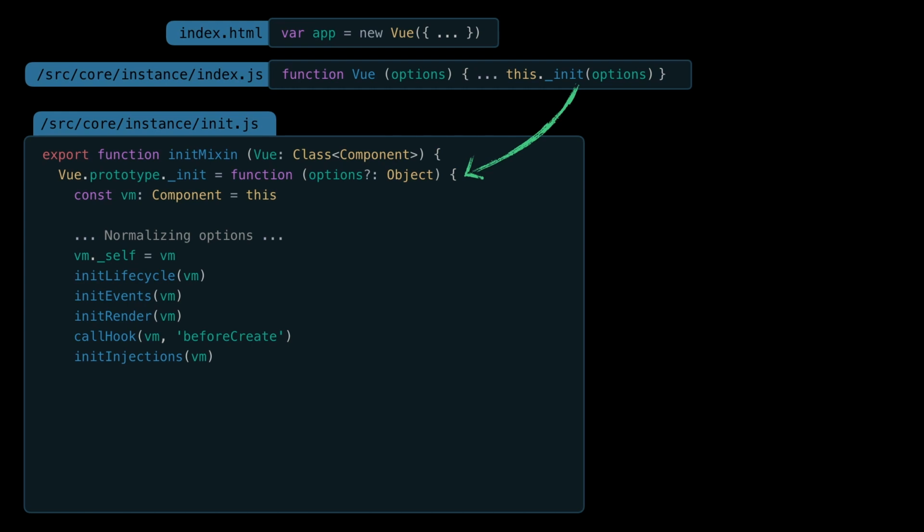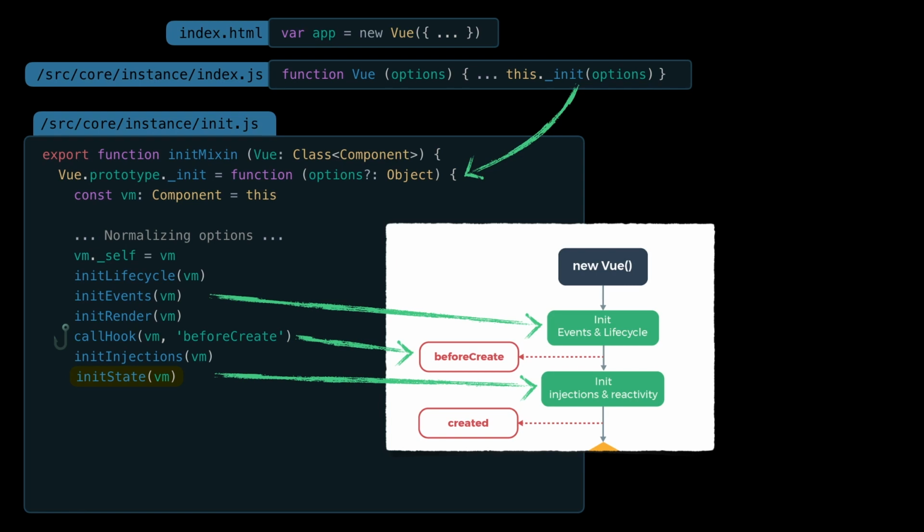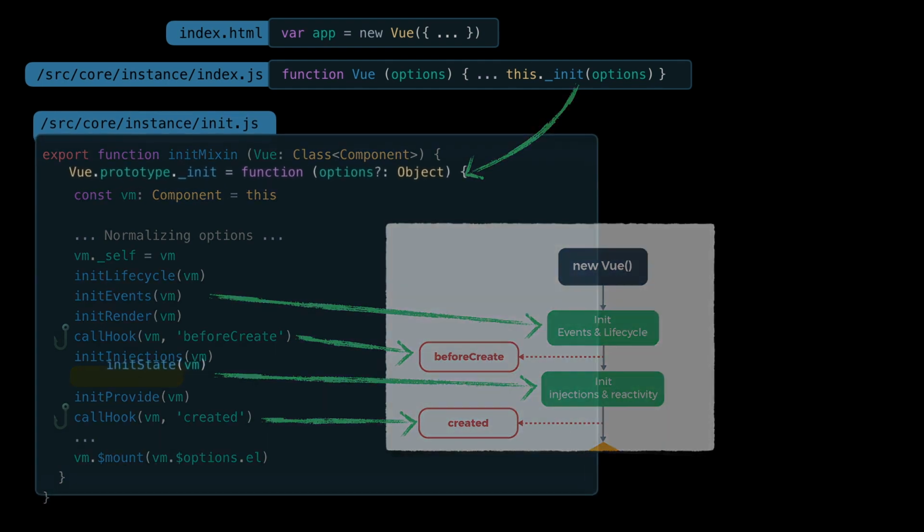This might look familiar because if we look in the documentation, we see this diagram. Oh look, init events and lifecycle. That's where this is happening. Then we have beforeCreate. Notice that little hook on callHook there? From now on, whenever there's a callHook, I'm going to be using that little hook icon. And then we have initState. Then we have initProvide and another callHook. And then mount. We're interested in tracing into the initState function. Let's dive in there next.